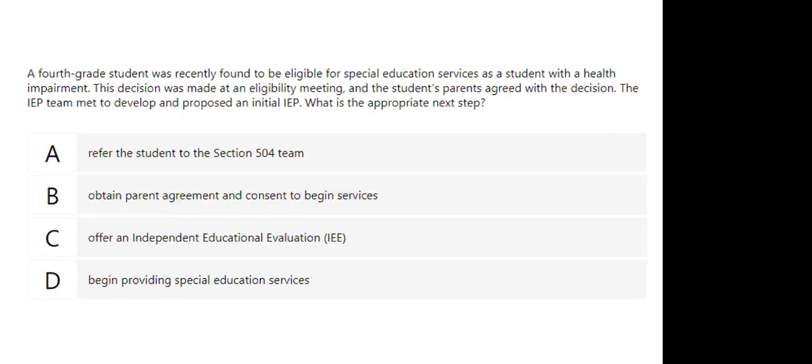A fourth grade student was recently found to be eligible for special education services as a student with a health impairment. This decision was made at an eligibility meeting, and the student's parents agreed with the decision. The IEP team met to develop and propose an initial IEP. What is the appropriate next step?